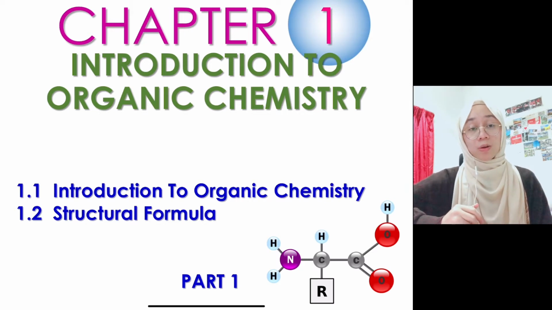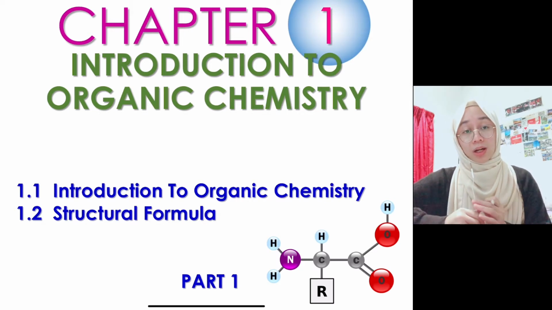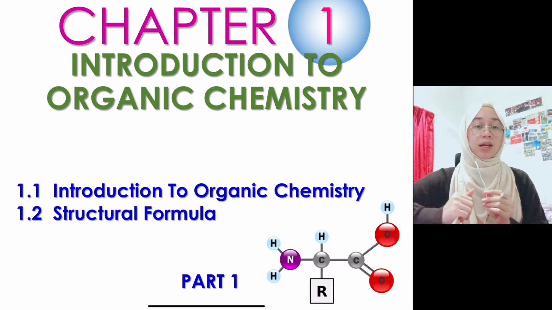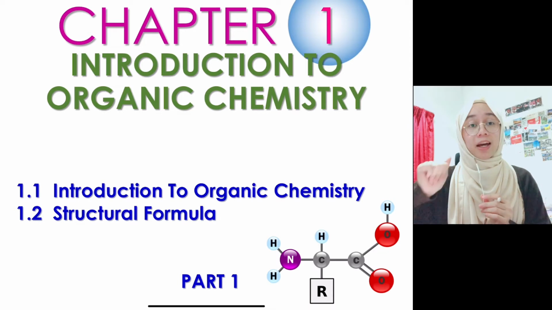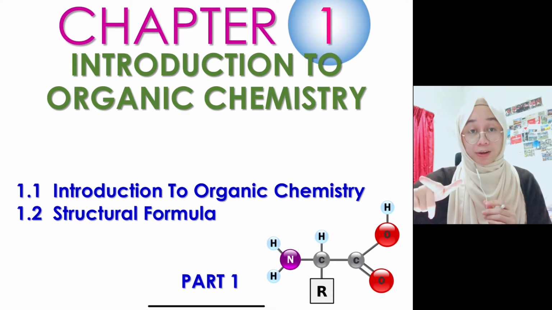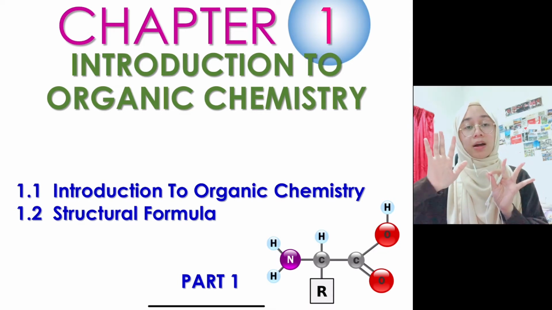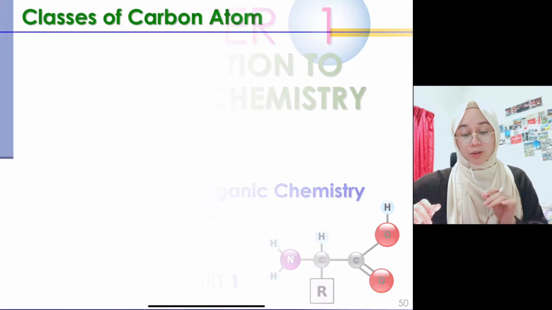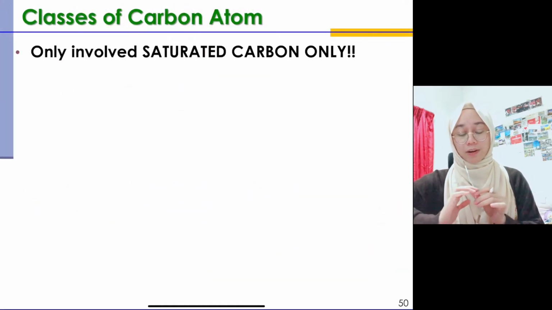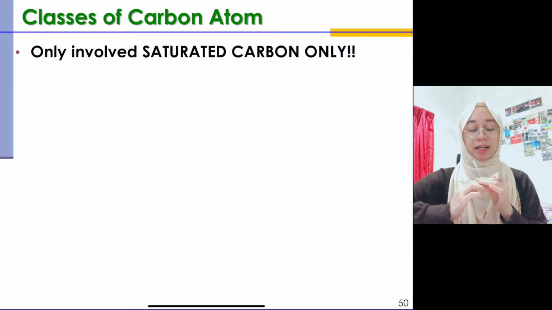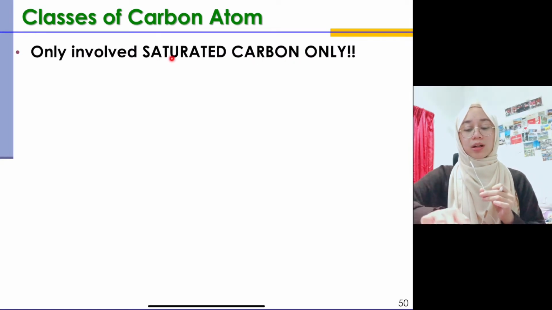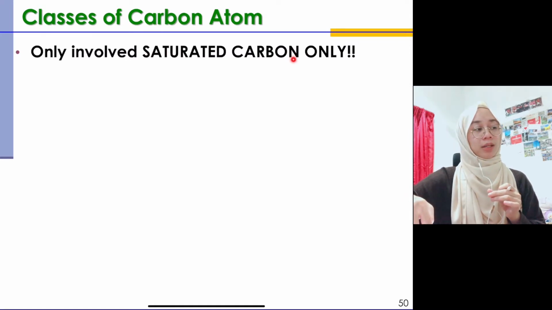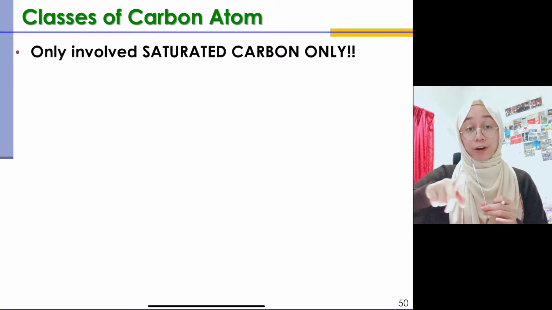But now let's go to the last part of the structural formula whereby kita nak belajar how to classify the carbon and also how to classify the hydrogen, okay, dalam organic compound yang ada. Okay, so now kita tengok dahulu classes of carbon atom. So as you can see here, it only involve saturated carbon. Okay, so saturated carbon kat sini kita tak belajar lagi sebenarnya. Saturated carbon ni kita akan belajar in 1.4 nanti.